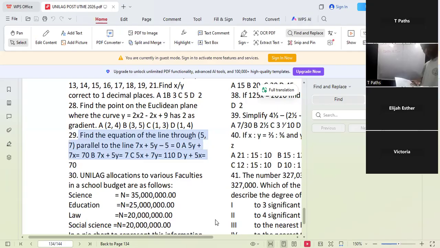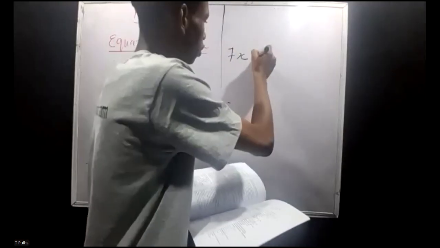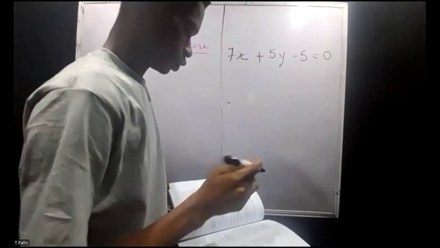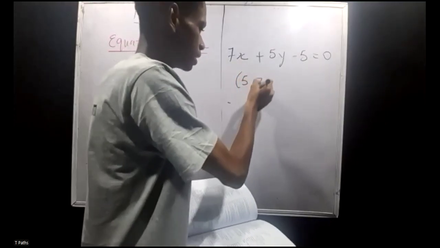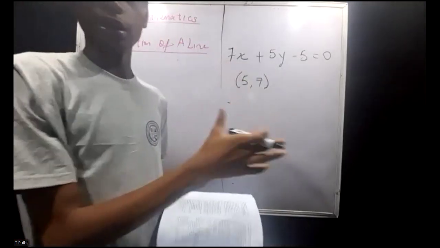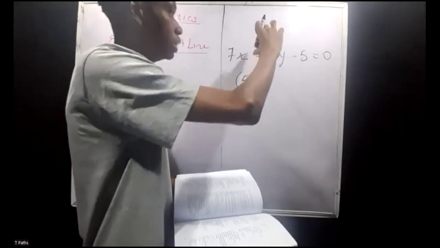Let's do this together. The question says, find the equation of the line which passes through the point (5, 7) and is parallel to the line 7x + 5y - 5 = 0. The line we have to find passes through the point (5, 7), and the equation of the line we are trying to find is parallel to this equation.